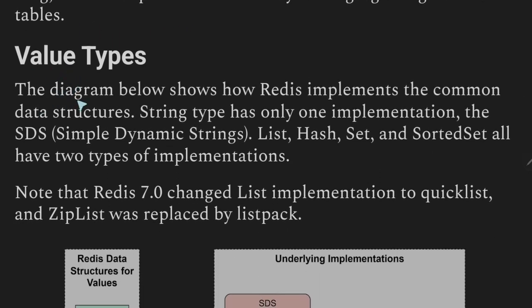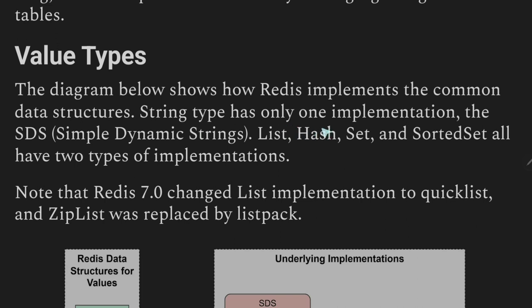Value types. Or maybe you hash twice. Hash into each global table and then you hash your value inside it, could be. Value types. The diagram below shows how Redis implements the common data structures.